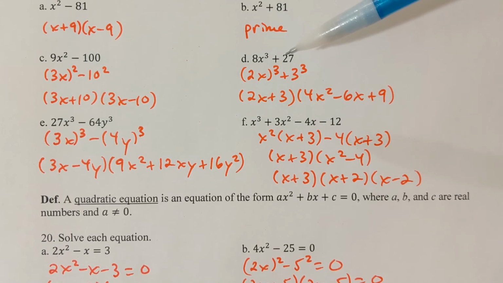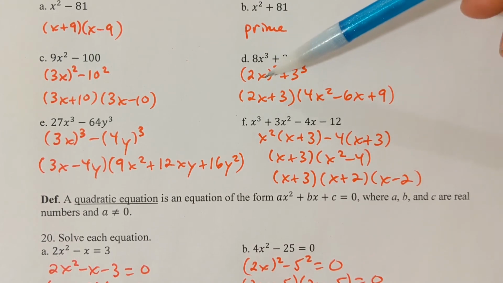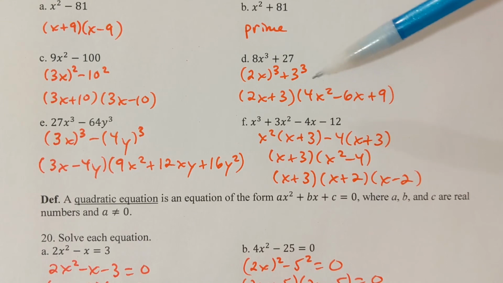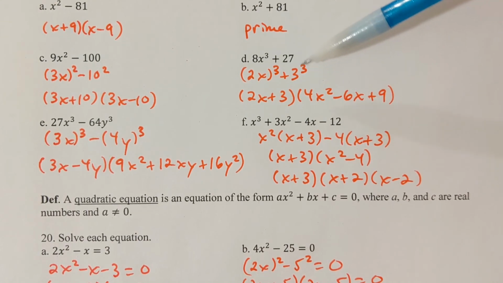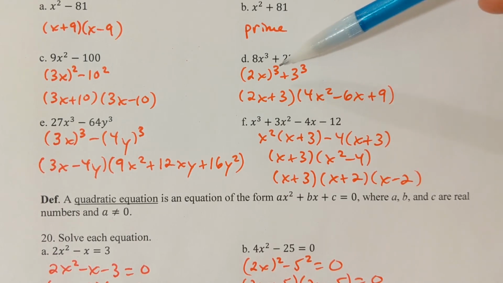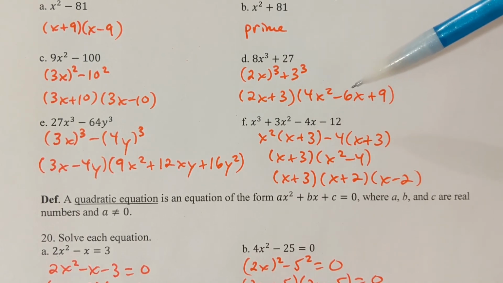Here's the sum of two cubes. Okay, and it's kind of hidden, but that's how I'd want to look at this problem. I know 2 cubed is 8. When I cube x, I get x cubed. 3 cubed is 27. 3 times 3 times 3. Okay, so I've rewritten this in such a way so that I'm adding two cubes together.